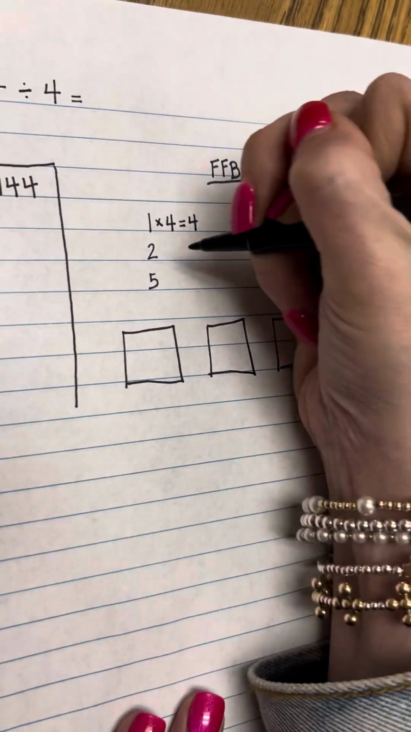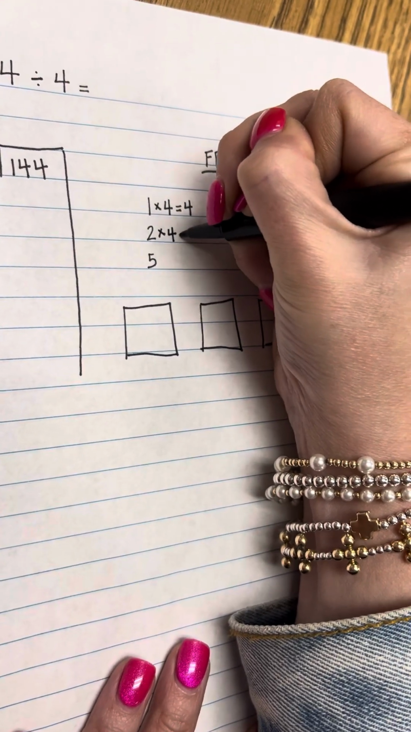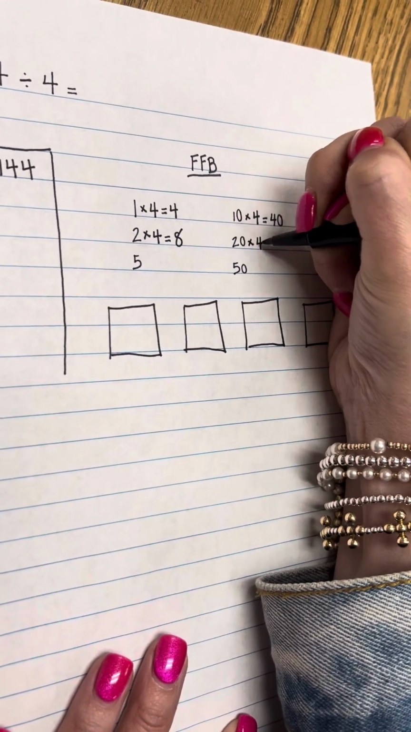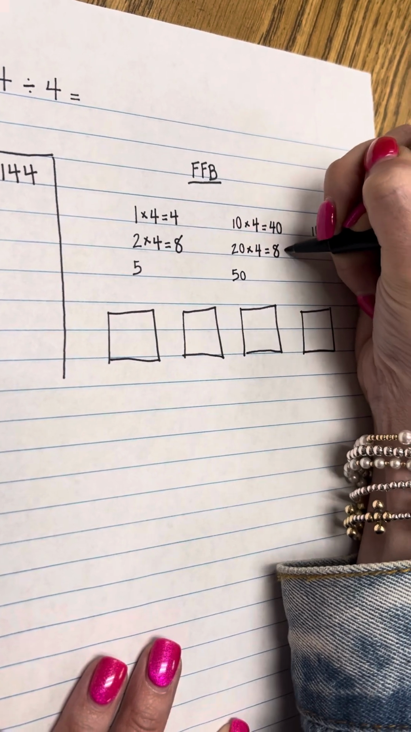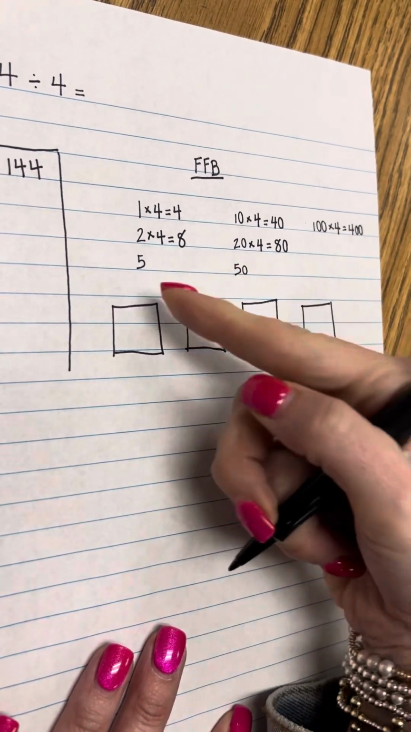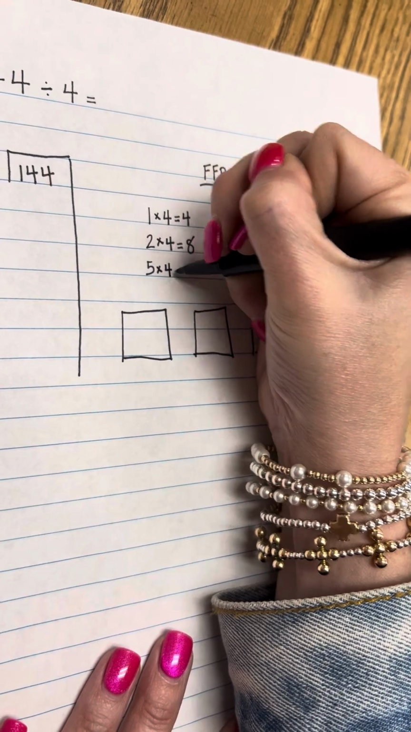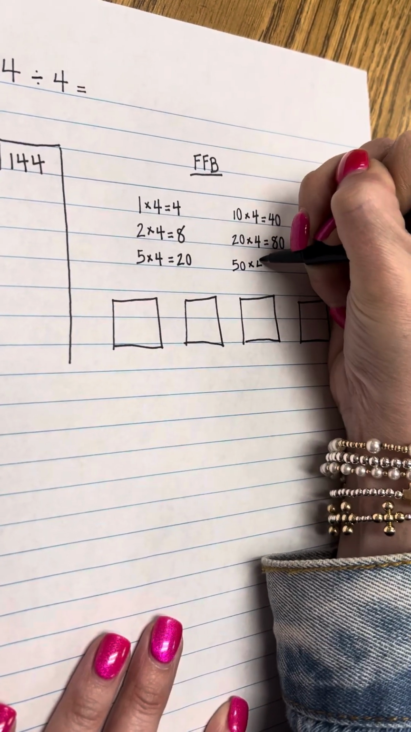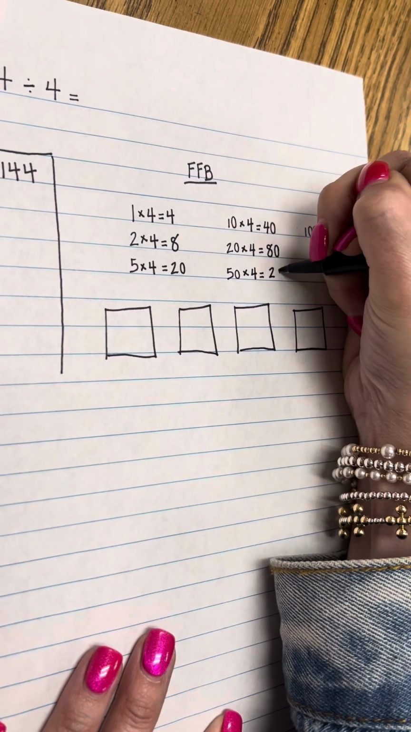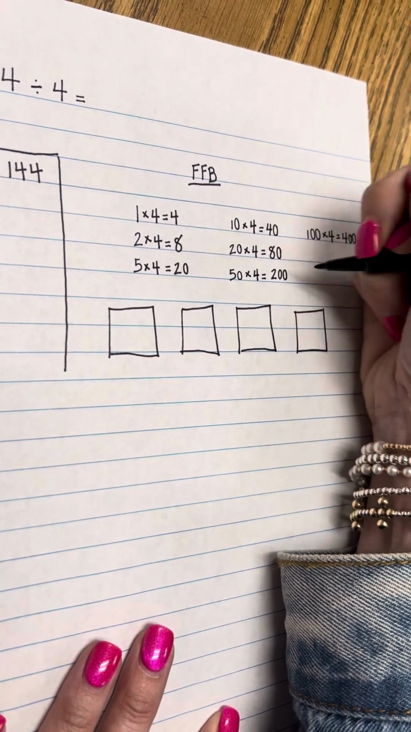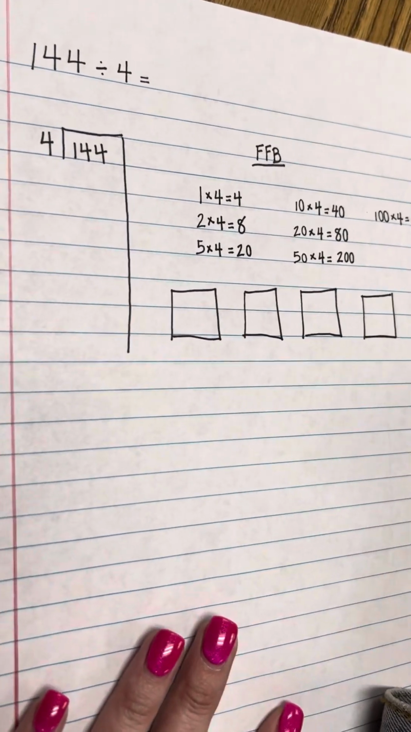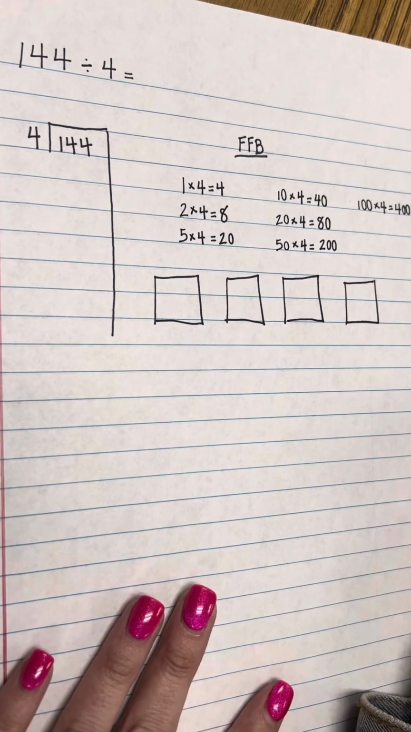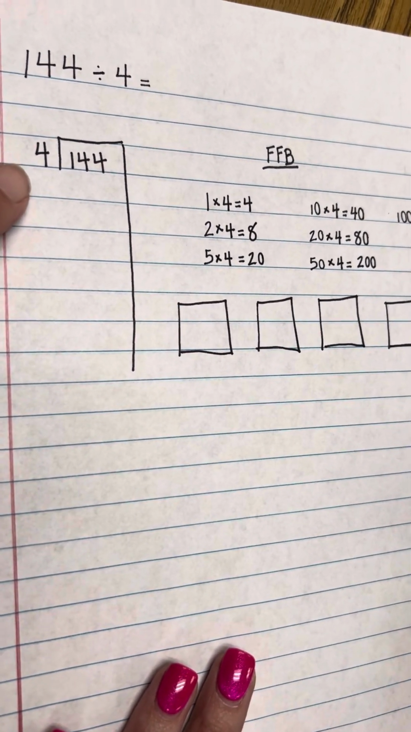Okay, again with the 2, when we do 2 times 4, we get 8. And then 20 times 4: 2 times 4 is 8, and we just add a 0. So that is 80. Okay, 5 times 4 equals 20. And 50 times 4 would be 20, add a 0. So we have 200. Okay, so once we have our friendly fact bank, you multiply those each by 4, right, which is your divisor.